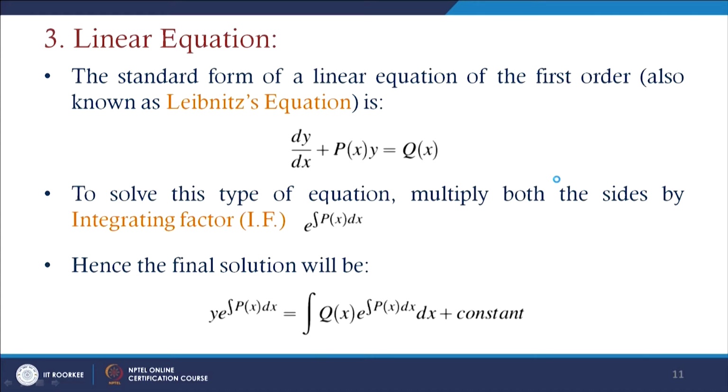So, next we will go for linear equations. The standard form of a linear equation of first order, sometimes also called a Leibniz equation, is written in the form dy by dx plus P(x)y equals Q(x). Most of these engineering problems involve an equation of first order, which is represented in this form, since the variable y is multiplied with the P(x) term and the rest of the terms are free from y.